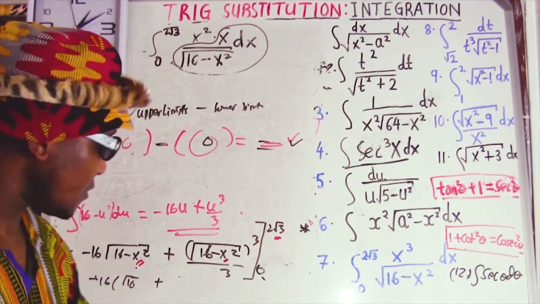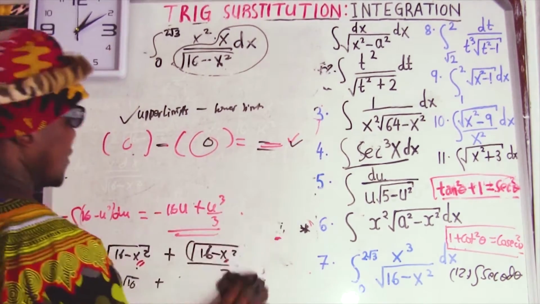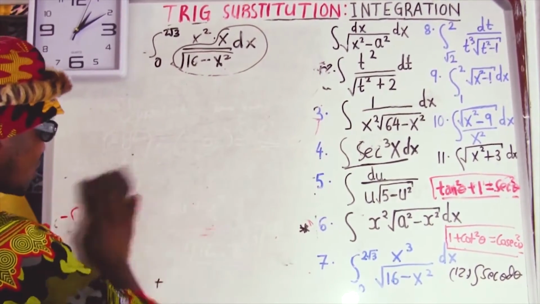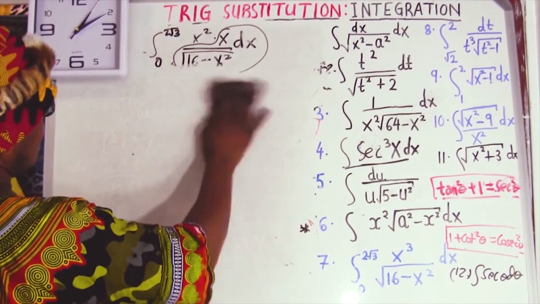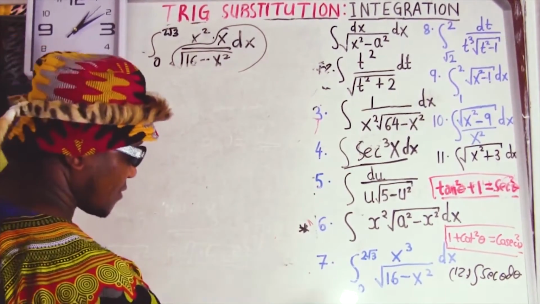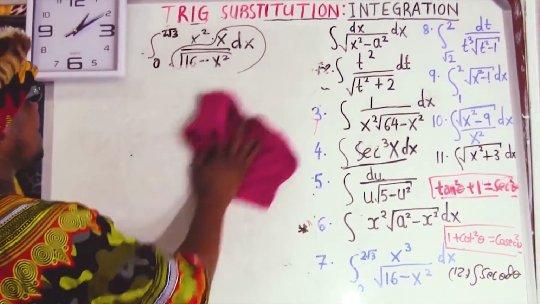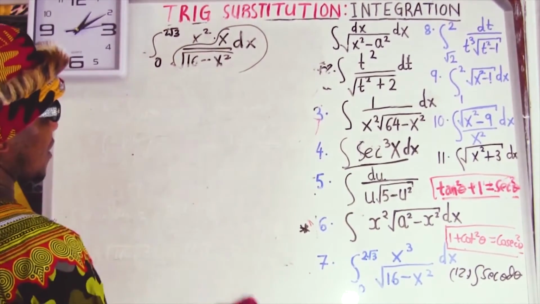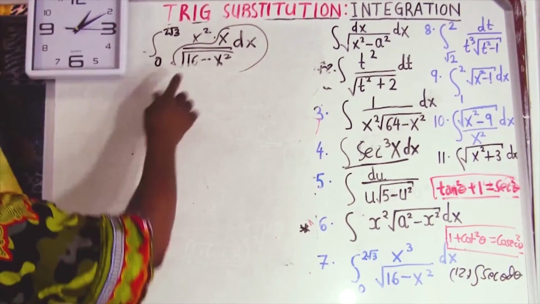Now, let's do it by trig substitution. Same question, let's do it by trig substitution. We want to see how it's going to turn out. But personally, I'll take this route because this seems to be easy for this question. Okay, by trig, we know this is going to be sine.